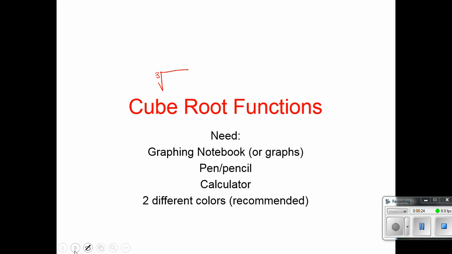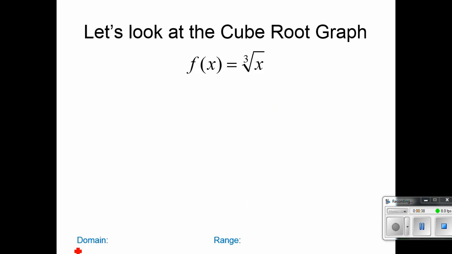So for our notes today, you're going to take those again in your graphing notebook using graphs. We're going to have 3 of them. A calculator might be a necessity for you, but hopefully not. And again, those 2 different colors are recommended. So let's look at the general parent function for cube roots.